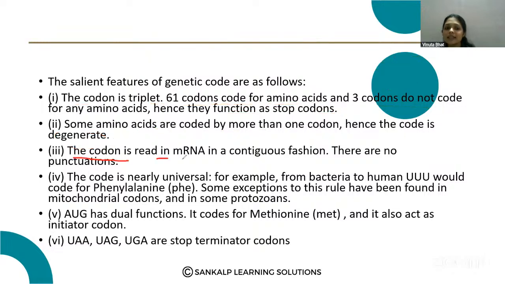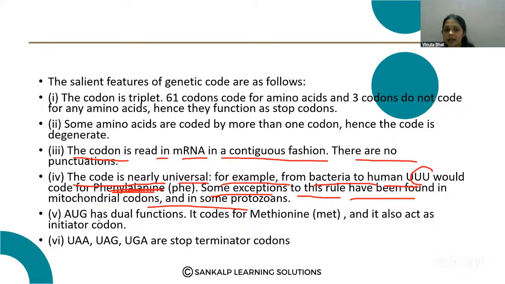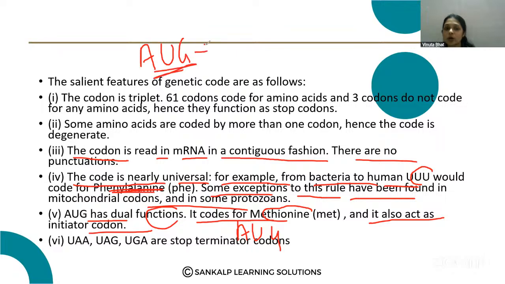The codon is read in mRNA in a continuous fashion. There is no punctuation. The code is nearly universal. For example, from bacteria to human, UUU would code for phenylalanine, and some exceptions to this rule have been found in the mitochondrial codons and some protozoans. AUG has a dual function. It codes for methionine and it also acts as the initiator codon. The initiator codon, AUG, is called the start codon.